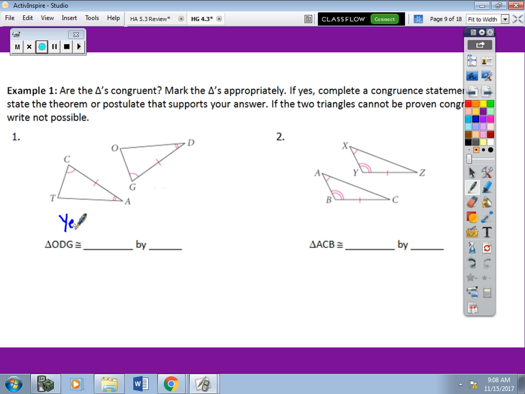And this is what your quiz looks like, part of it. It'll say on your quiz, yes or no, you'll circle. If yes, then you complete the congruent statement. If you select no, you don't complete anything because they're not congruent. Okay? So, are the triangles congruent? Now we have three ways. We either have SSS, SAS, ASA, or AAS. You have one of four choices if you choose yes.